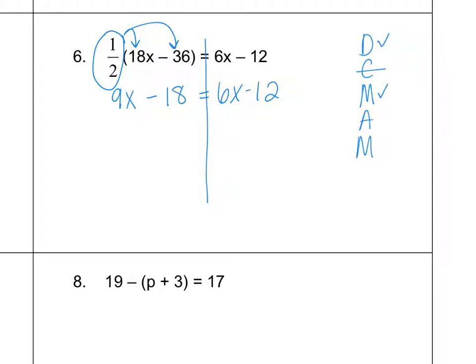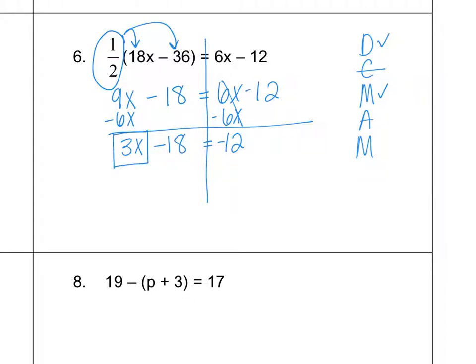I do, and I'm going to pick on the little guy, or the smaller variable, which is the 6x. So instead of having a positive 6x, I'm going to subtract 6x from each side. Those cancel out. I'm left with 3x, and then I'm going to bring everything else down. From here, we can box our single term.